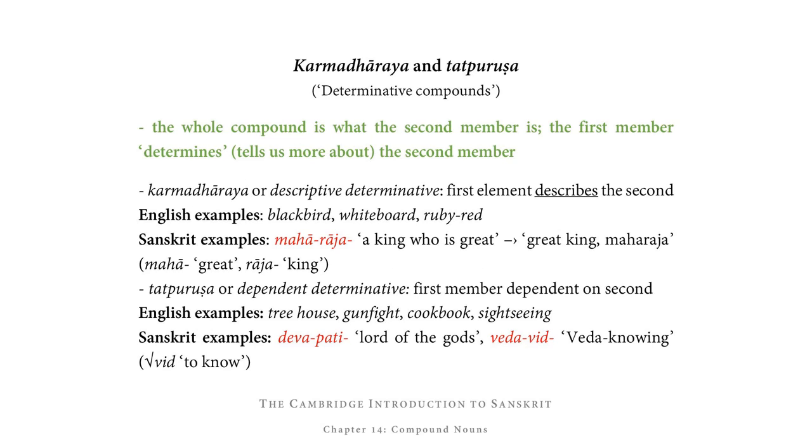First up, we have determinative compounds. In these, the whole compound is what the second member is, and the first member determines, i.e. tells us more about that second member. They come in two different varieties.